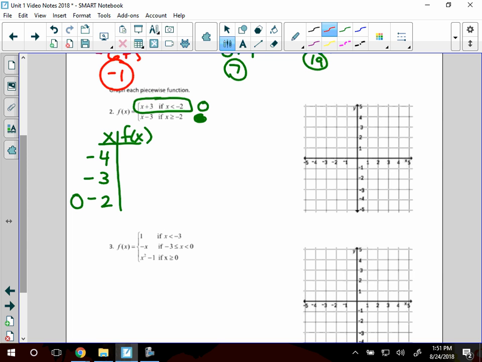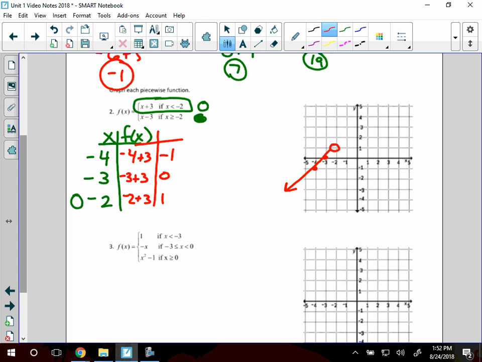In my table, I have an x value of negative 4. So if I do negative 4 plus 3, that gives me negative 1. Then I'm going to do negative 3 plus 3, that gives me 0. Negative 2 plus 3, that gives me 1. So now I'm going to go over to my graph, and I'm going to plot those ordered pairs. So I've got negative 4, negative 1 right here, negative 3, 0 here. And then at negative 2, 1, I'm going to put an open circle there because this piece was defined as x values less than negative 2.